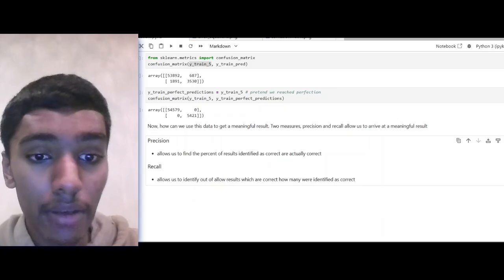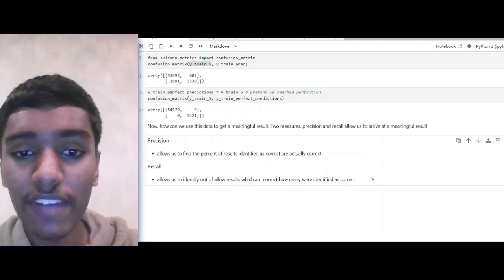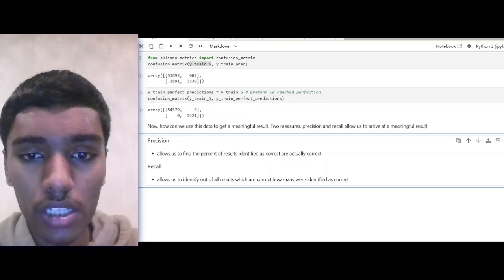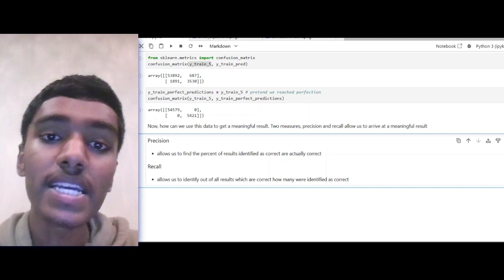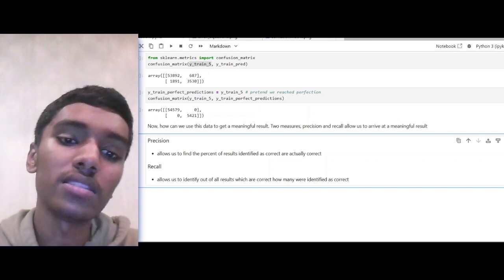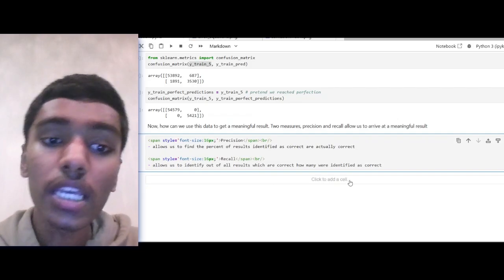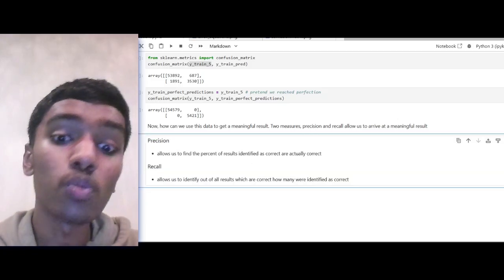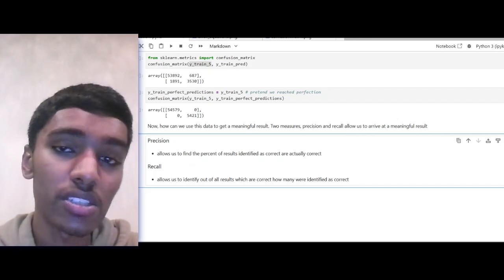All right. So what recall does is it allows us to identify out of all results which are correct, how many were identified as being correct. So this is actually interesting because, remember, precision had a drawback in this instance. In precision, even if a lot of instances were correct and only a small number of them were identified as being correct, we could still get a very high precision level.